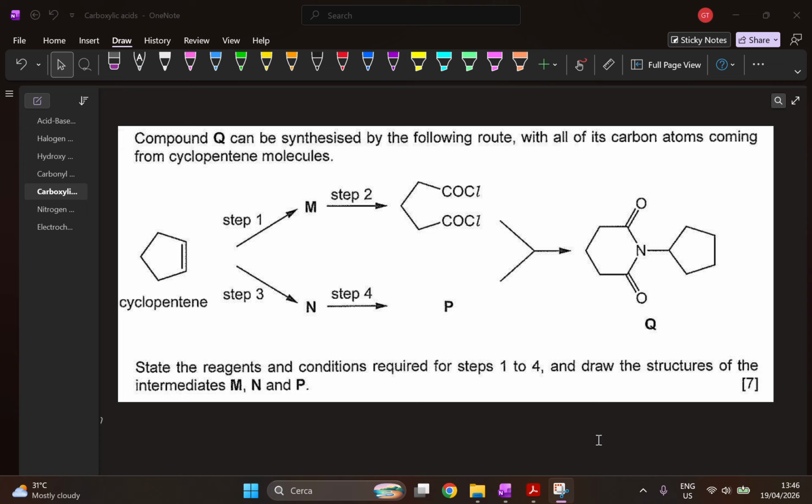Okay, hello. Today we are going to be taking a look at this particular question from carboxylic acids. This is the class assignment question, which was a past year A-level question, November 2016, if I'm not wrong. This is a synthesis problem, and instead of drawing out the synthesis scheme, they draw out the synthesis scheme for you already, and then you just need to state the reagents and conditions and draw the structures of the intermediates.